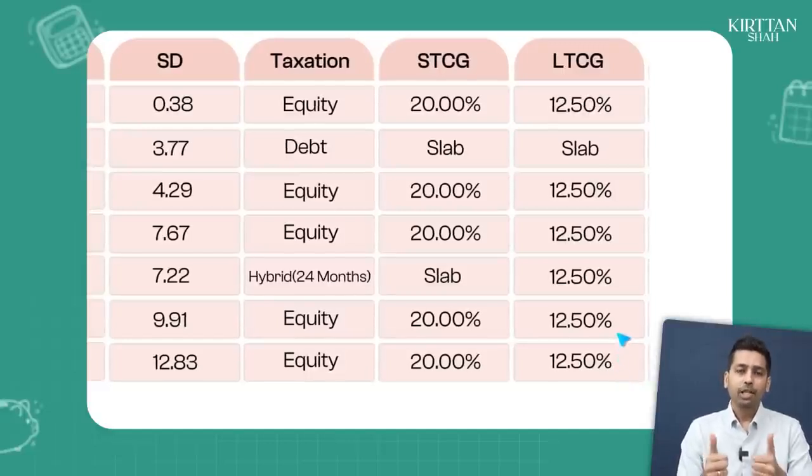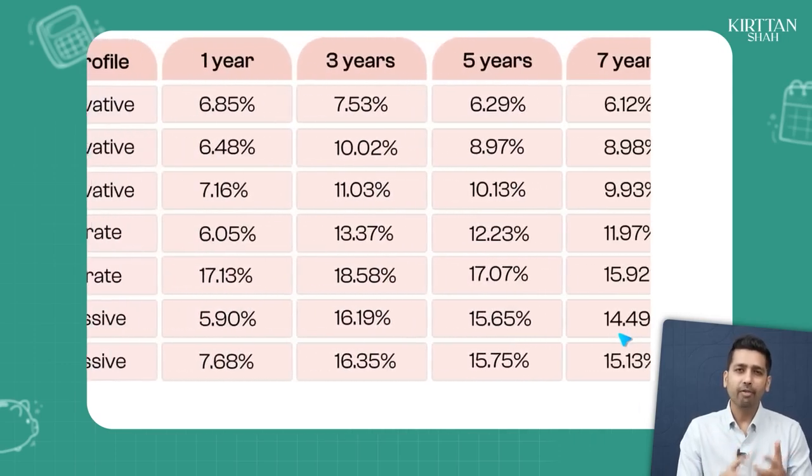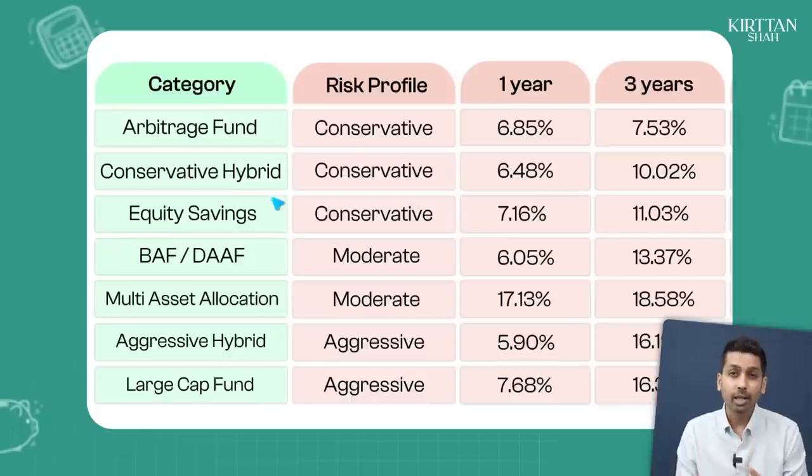So first, if you are a conservative investor and you are actually looking at a savings account or less than 1 year of FD replacement, arbitrage fund is the place to be. If you're a conservative investor and you are actually looking for an FD replacement that you do for 1 to 2 years, equity savings is the place for you to be.